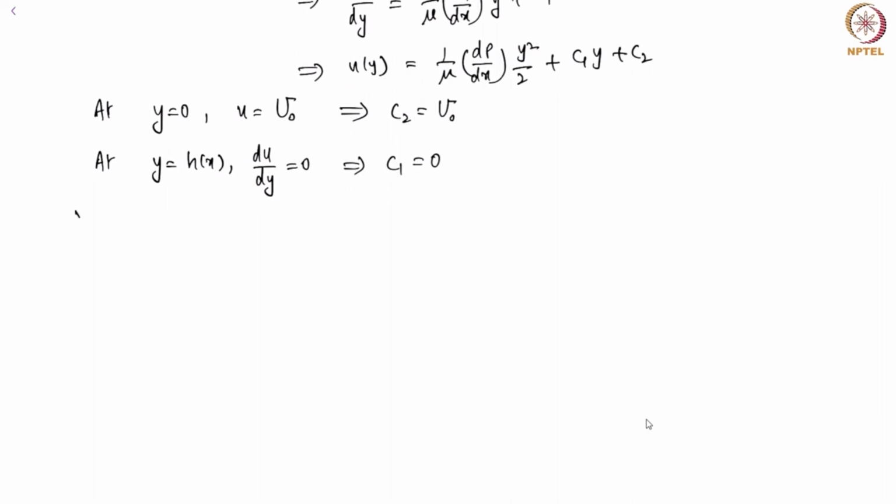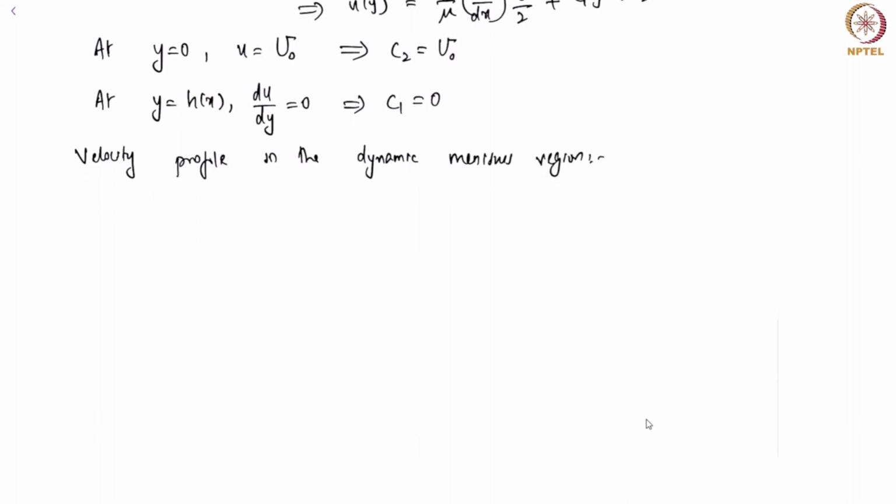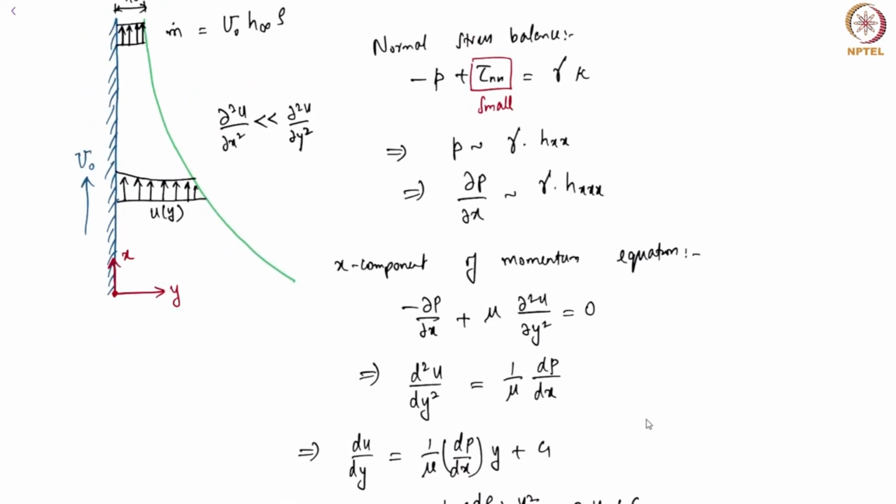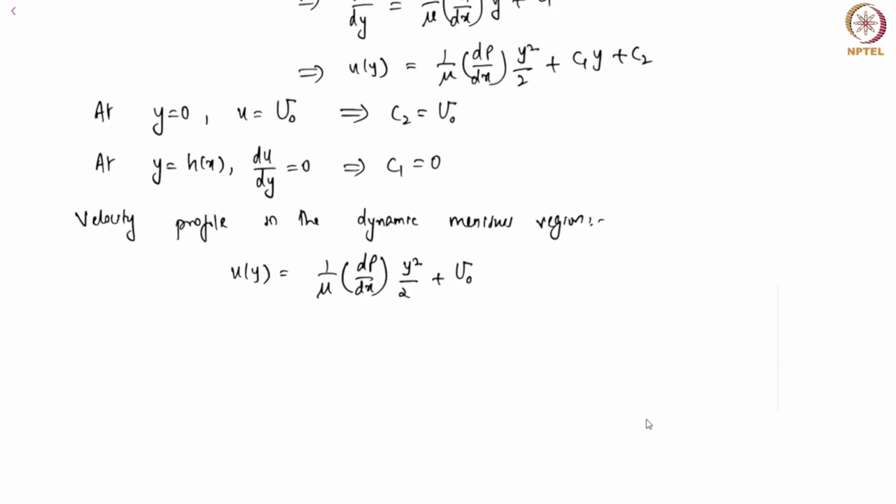and therefore the velocity profile in the dynamic meniscus region is u of y will be u naught. So to arrive at this equation, I have taken into account the x component of the momentum equation and the normal stress balance at the interface, again in the dynamic meniscus.